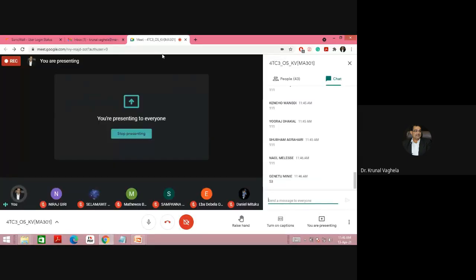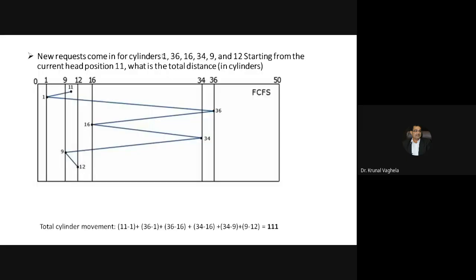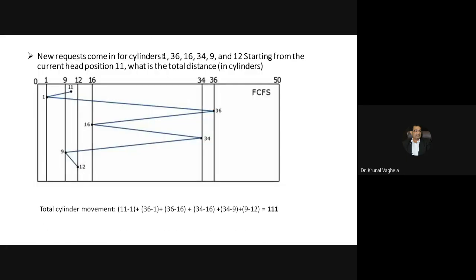One, one, one, one, one, one, one, one, one, but one student is getting 53. So I think 111 may be the answer. Let's see. Yes, the answer is 111. For example, if you have given 4 milliseconds, then 444; 5 milliseconds, then 555. So 11 minus 1, 36 minus 1, 36 minus 16, 34 minus 16, 34 minus 9, 9 minus 12, or 12 minus 9. So 111 will be the right answer. Great. Very good.